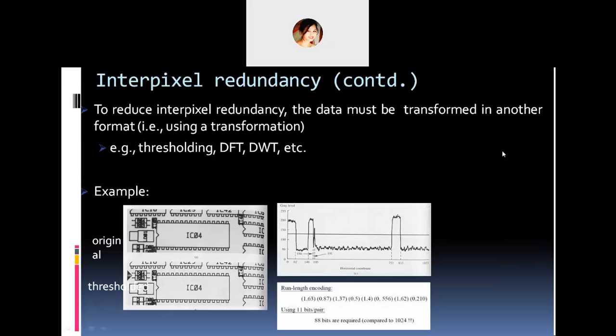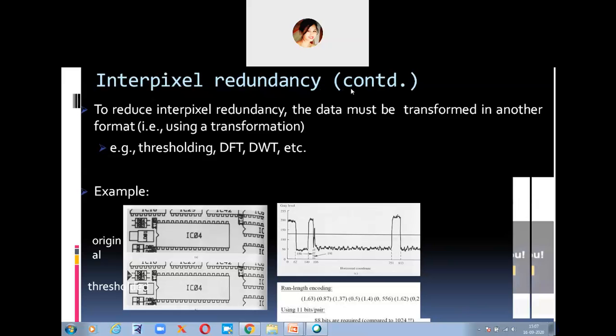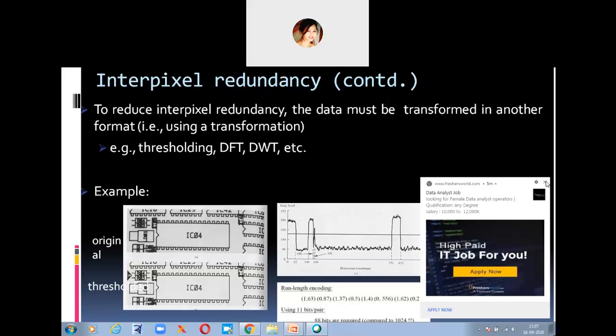Then, to reduce interpixel redundancy, data must be transformed into another format. When we talk about interpixel redundancy, the data is transformed from one format to the other, simply using some transformation. For transformation, for example, you can use thresholding, the discrete Fourier transform, the discrete wavelet transform, etc. These two topics will come in unit 2, in the second part, image enhancement in the Fourier frequency domain. We will talk about this later.